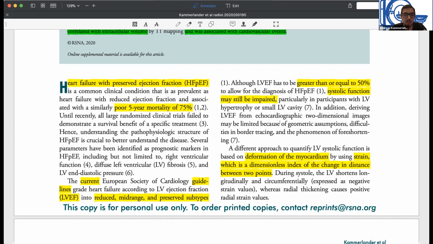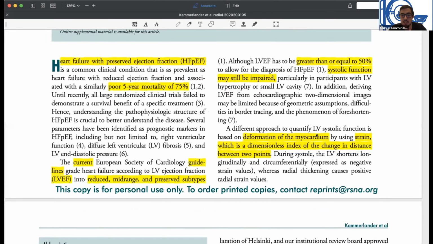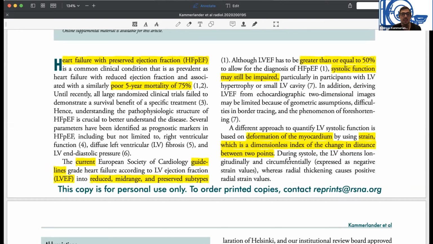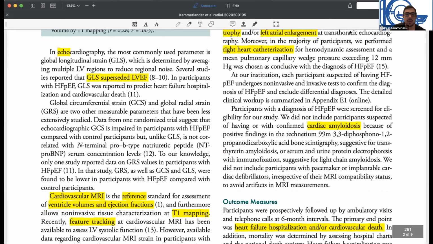And this very recent definition based on left ventricular ejection fraction, of course, has some downsides, because we know that systolic function is not only the ejection fraction, which just tells us the difference between end diastolic and end systolic volume. And you're very familiar with the concept of strain, which is a dimensionless index of the change of distance between 2 points. There have been numerous echo studies showing that primarily the global longitudinal strain may supersede LV ejection fraction in a lot of cardiac conditions.